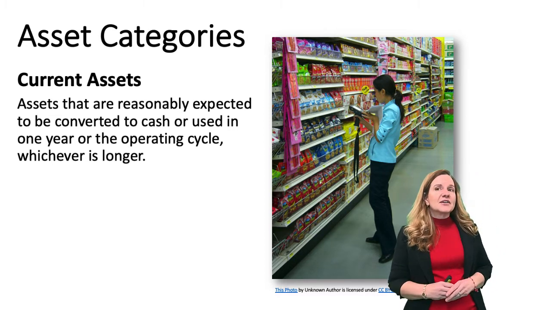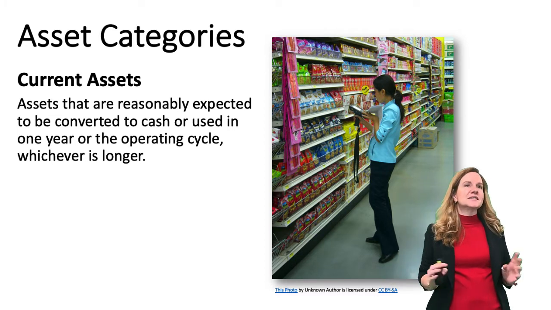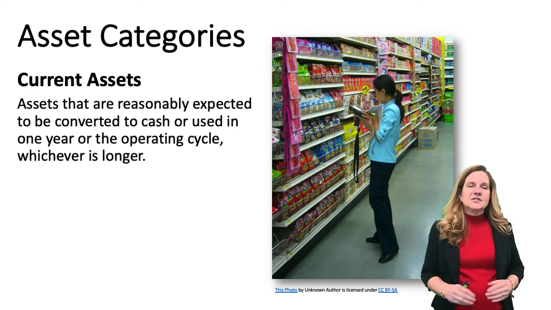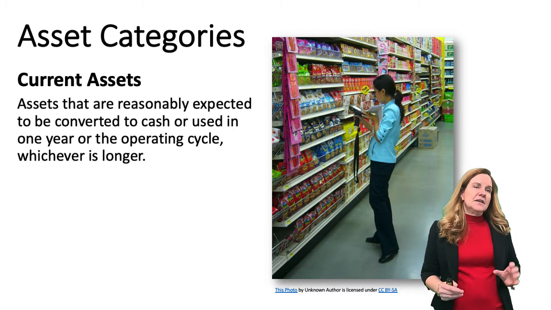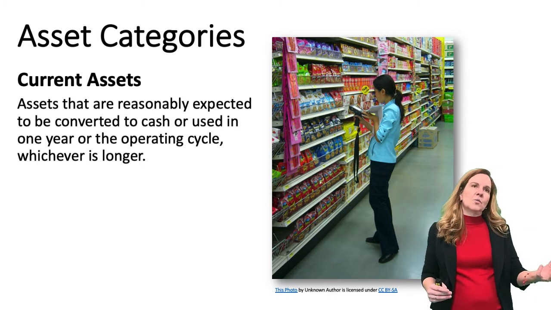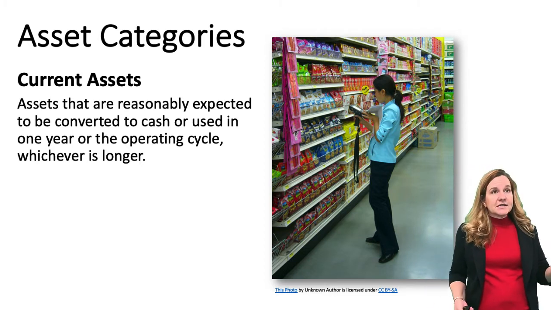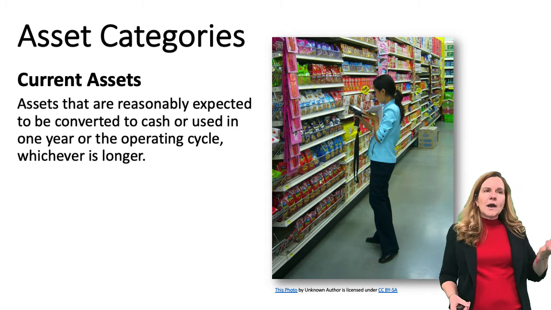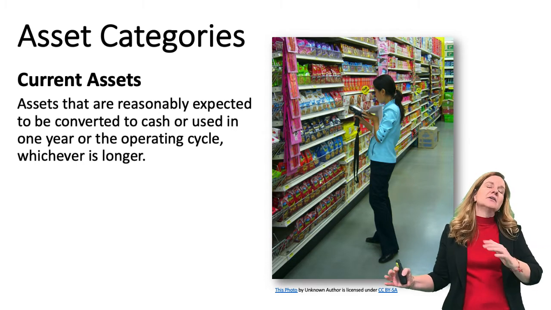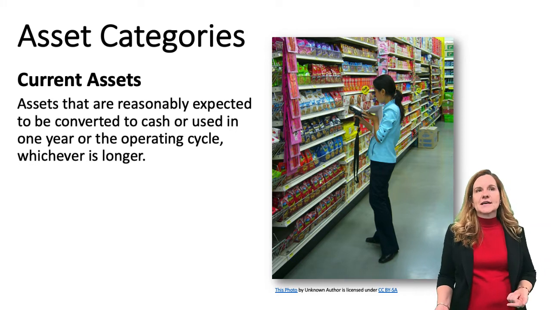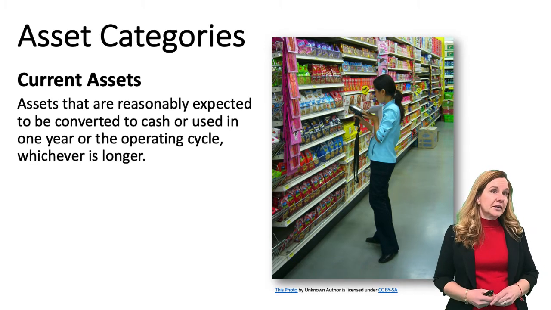Now, when I was in college, I never knew what that meant. What does operating cycle mean? So operating cycle, the best example is a winery. If you think of the wine in a winery, that's an inventory account, which is an asset. And even though the winery has to keep that asset distilling for longer than a year, it is still considered a current asset because their operating cycle is longer than a year.